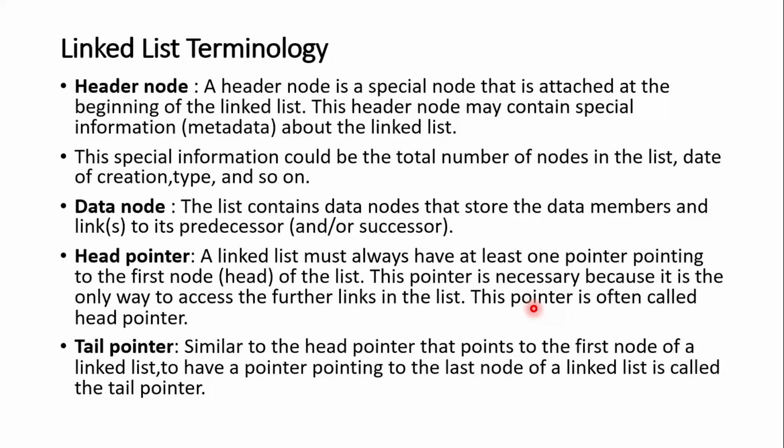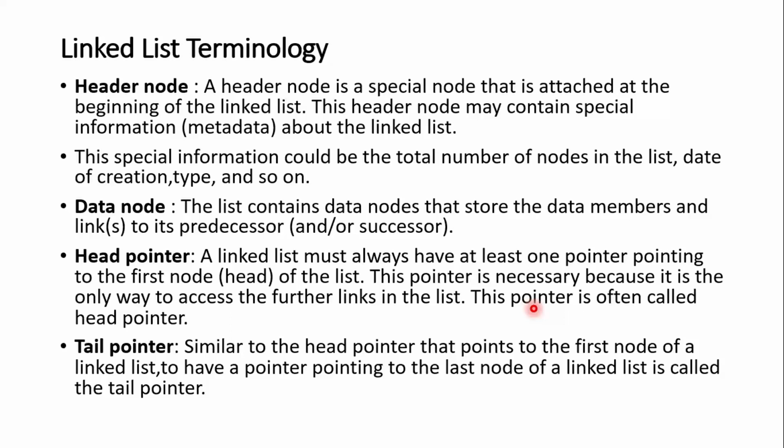Next, the data node. It is the actual data. It is the node where your actual data is stored, but that data node stores the data members as well as links. Because to move on to the next node, you should always know where that node is stored. In a linked list, these nodes are not stored in consecutive locations. They are stored wherever the memory is free.